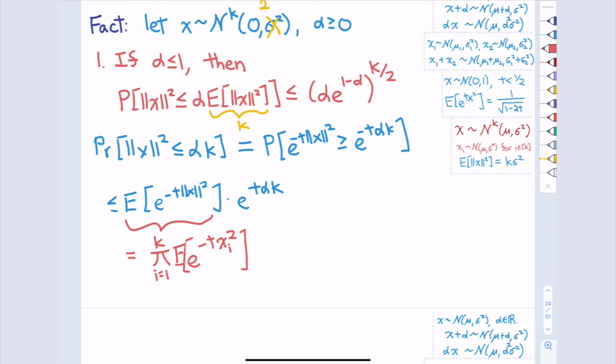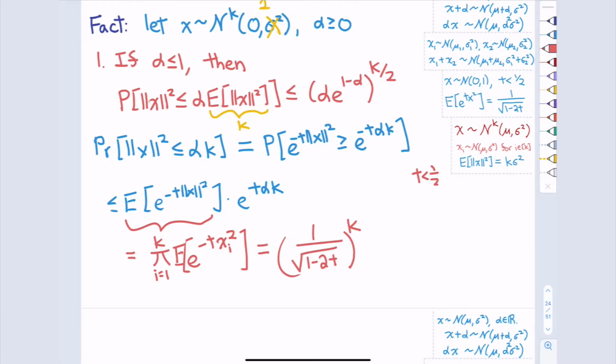What comes next? The weird fact. So it turns out each of these, we need to assume that t is less than 1/2 for this to work. So these are each square root of 1 minus 2t to the k. Okay. So that's something.